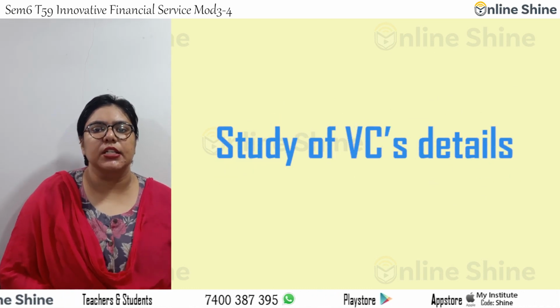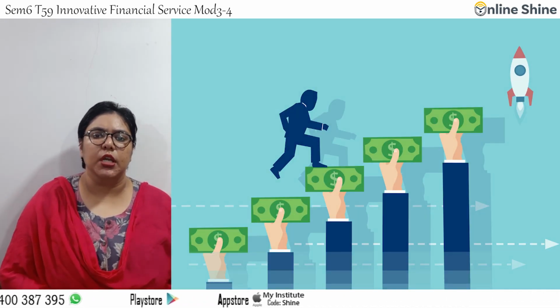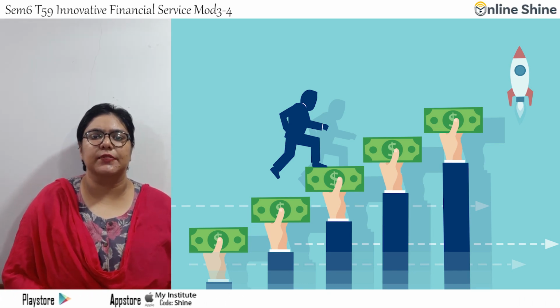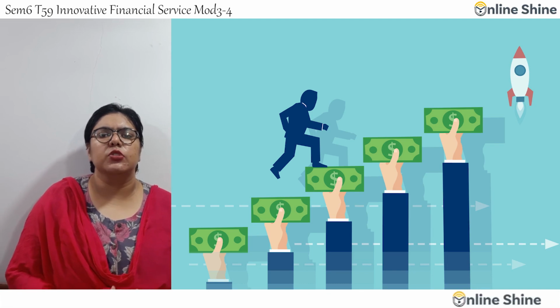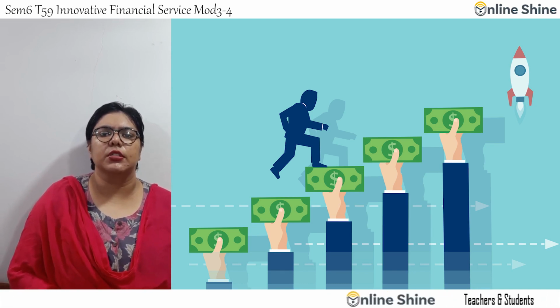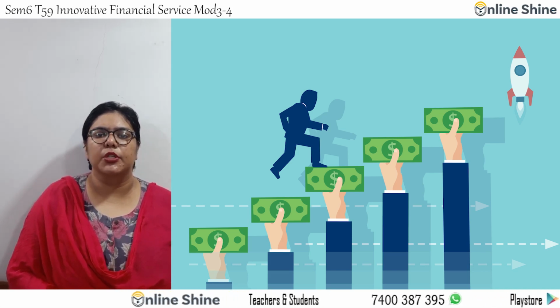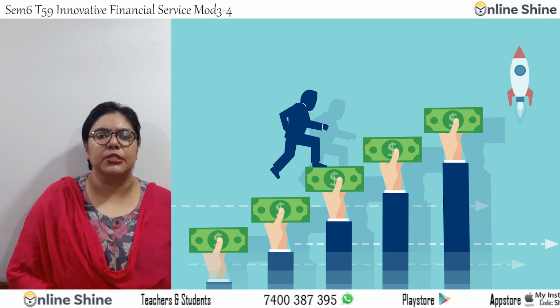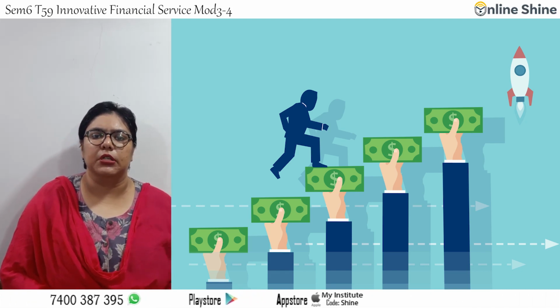Next, venture capital investment process. Number 1. Study of VC's details. In-depth analysis is done on a project. Initial screening is carried out to satisfy the venture capitalist of certain aspects of the project. These include competitive aspects of the product or service, outlook of the target market, abilities of the management team, availability of other sources of funding, expected returns, time and resources required from the venture capital firm, etc.